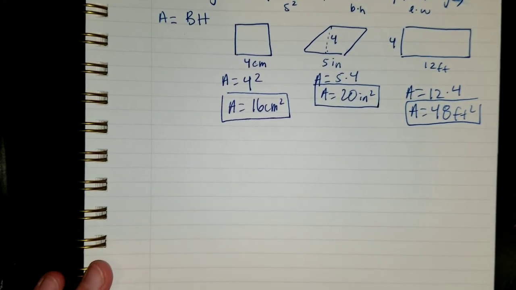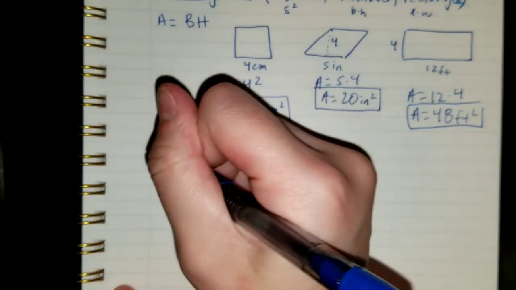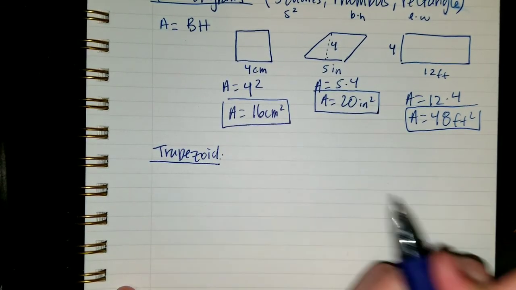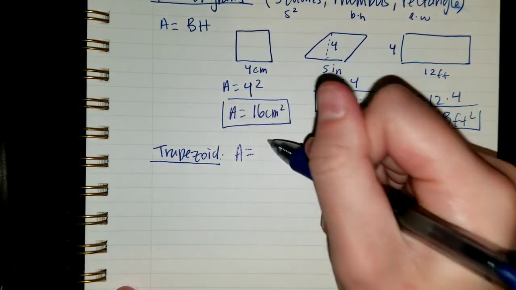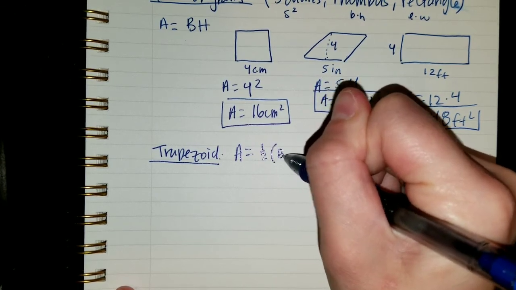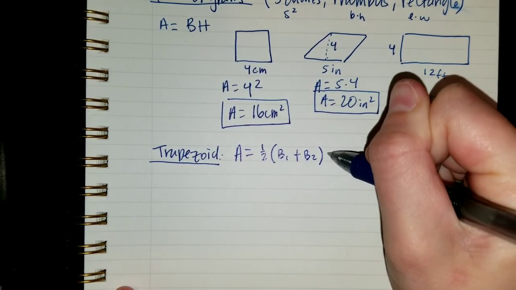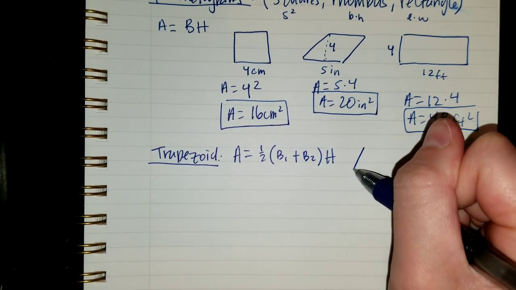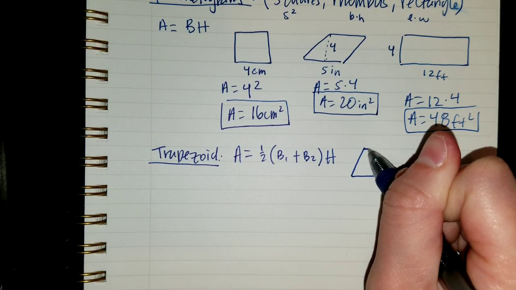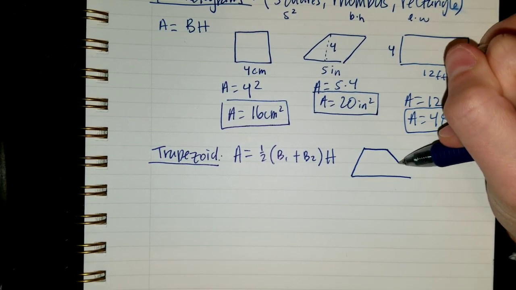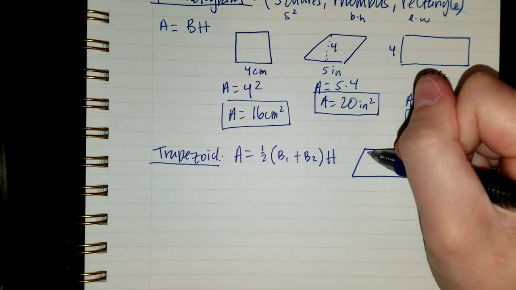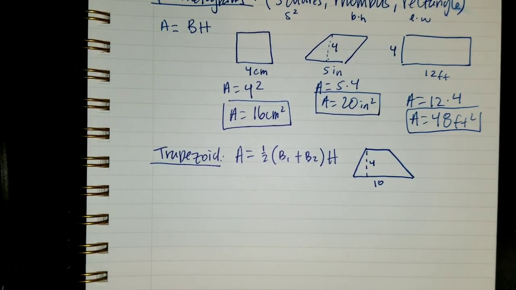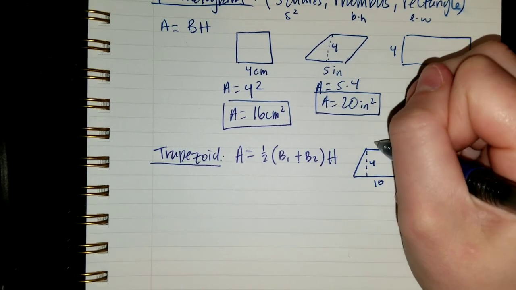Then we're going to continue on with a trapezoid. The area of a trapezoid is 1/2 base 1 plus base 2 times your height. So with a trapezoid, maybe it'll look something like this. Sometimes it could be isosceles, sometimes it's not. It doesn't really matter as long as you know your base value and your height. Well, I guess both bases.